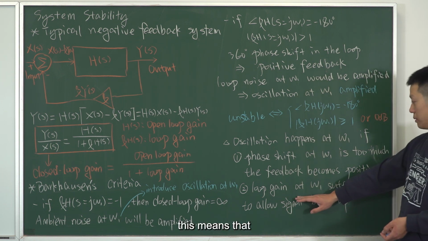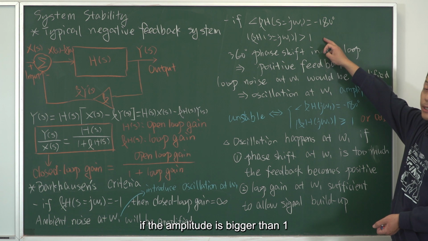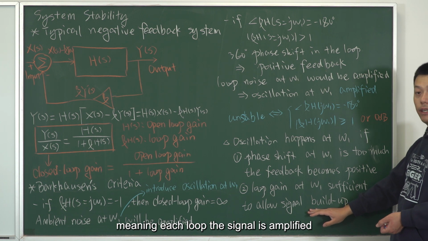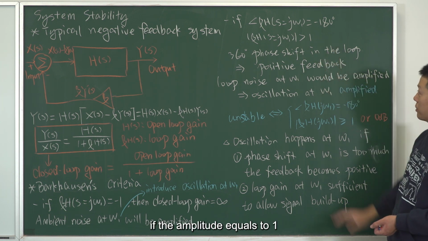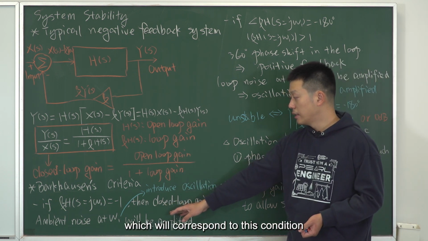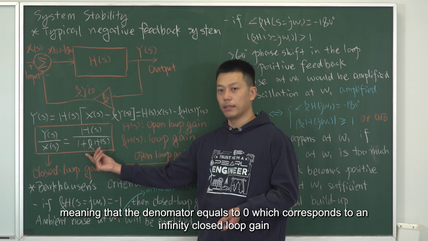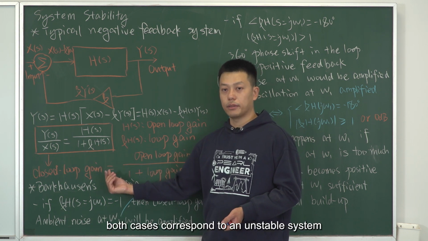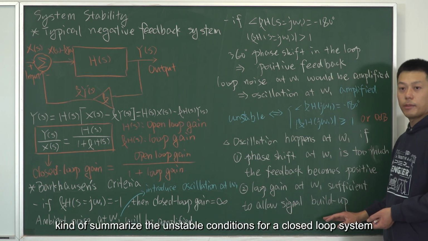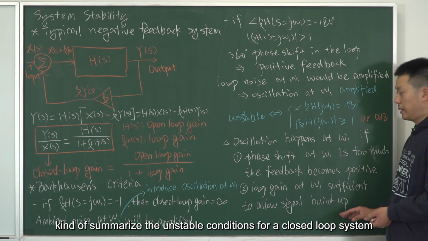Okay, so this means that there are two scenarios, right? One is that if the amplitude is bigger than 1, meaning each loop, the signal is amplified, right? If the amplitude equals 1, which will correspond to this condition, meaning that the denominator equals 0, which corresponds to an infinity closed loop gain. Both cases correspond to unstable system. So this description summarizes the unstable conditions for a closed loop system.